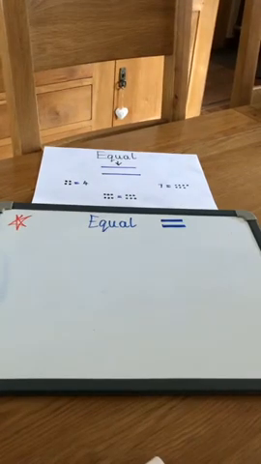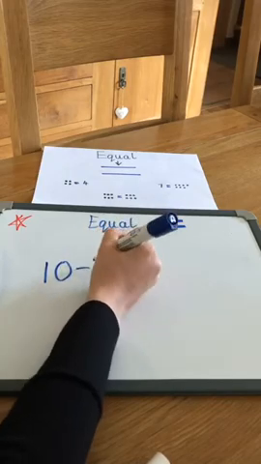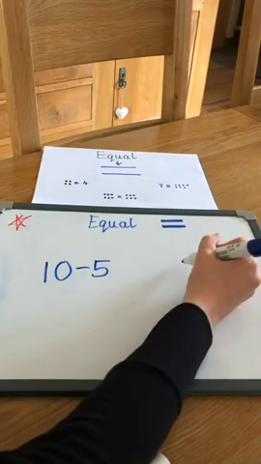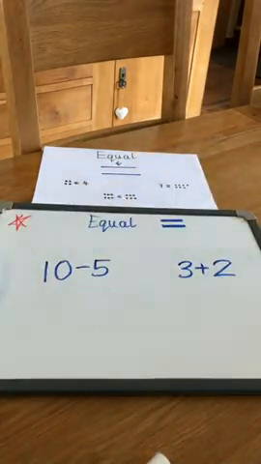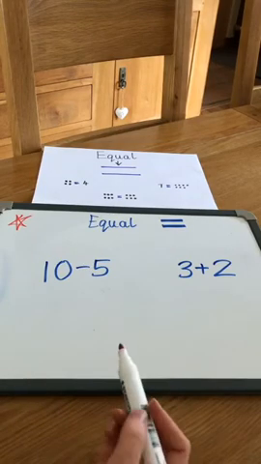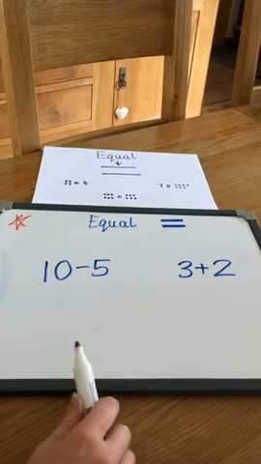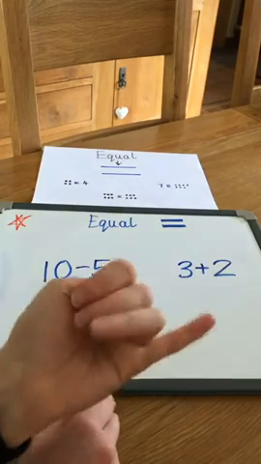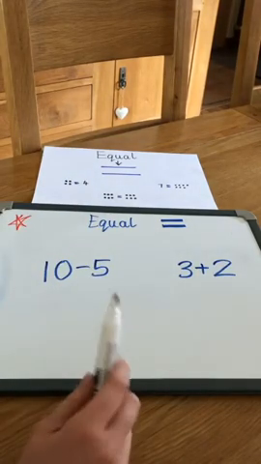We can also do a mixture of takeaway and adding sums. We could do 10 take away 5, and we could do 3 add 2. So pause the video to work them out. I'm going to tell you the answers now. So 10 take away 5, 10 in your head and 5 on your hand. So 10, 9, 8, 7, 6, 5. Some people will know that off by heart. They'll know that 10 take away 5 is 5.